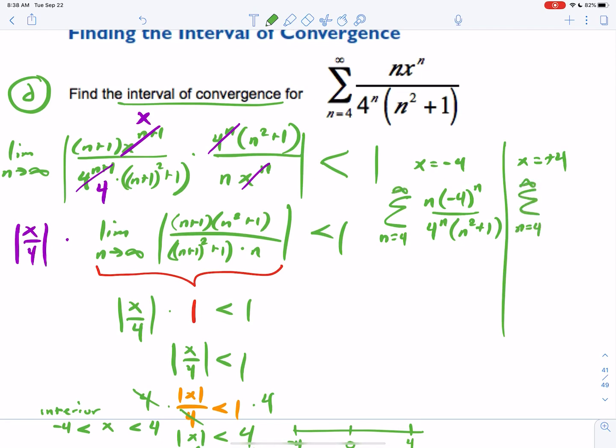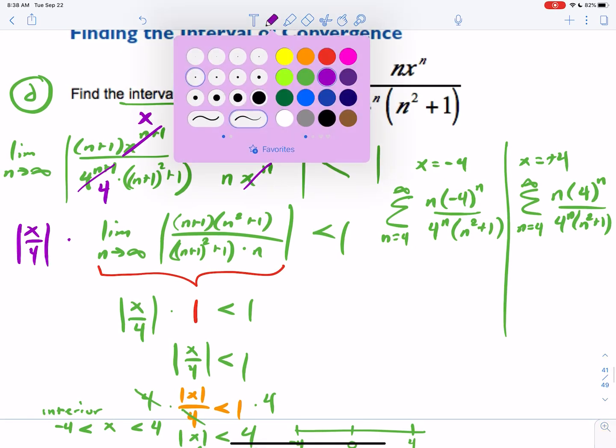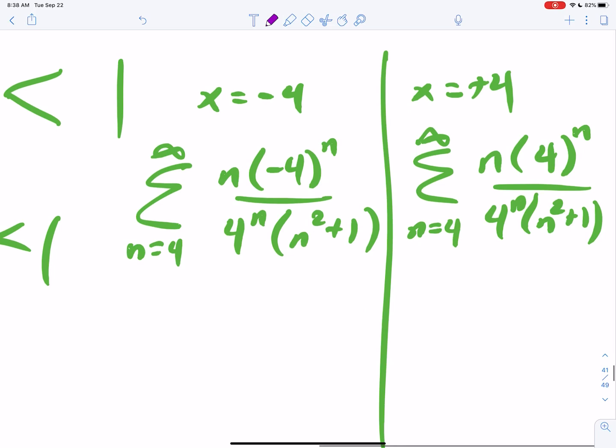So it's a little bit of writing, you guys, but hopefully it's more logical than it is procedural, okay? N times 4 to the n over 4 to the n times n squared plus 1. Okay, we'll take care of the easier one here. On the right side, 4 to the n over 4 to the n will cancel out. N over n squared plus 1.